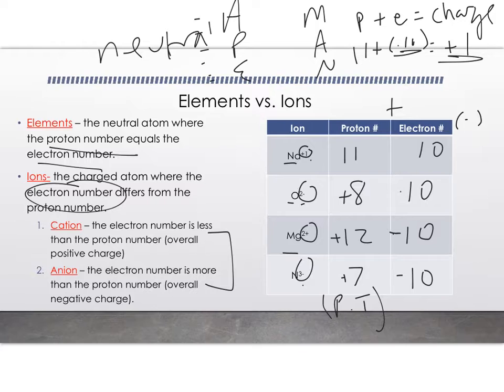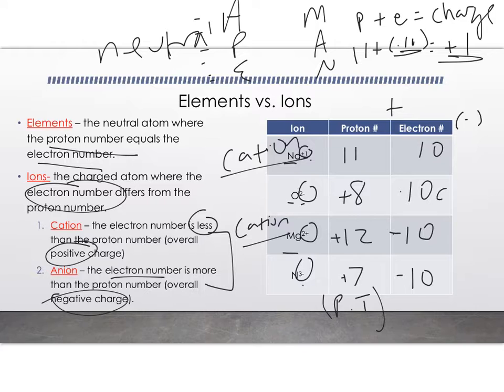Cation is defined as where the electron number is less than the proton number, meaning there's an overall positive charge. So anytime you see a positively charged ion, such as sodium +1 or magnesium +2, those are your cations. Anions have more electrons than protons, so they have an overall negative charge. So your oxygen with a -2 charge and your nitrogen with a -3 charge are both your anions. And if you can remember this, the T in your cation looks like a positive charge, and that's how I remember that cations are always positive, and then your anions are always negative.